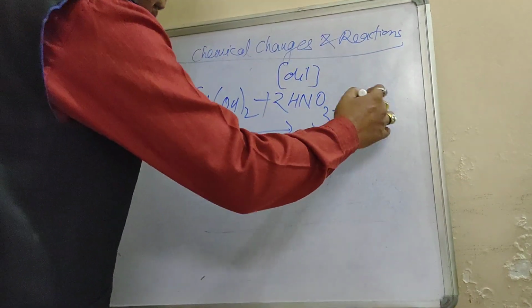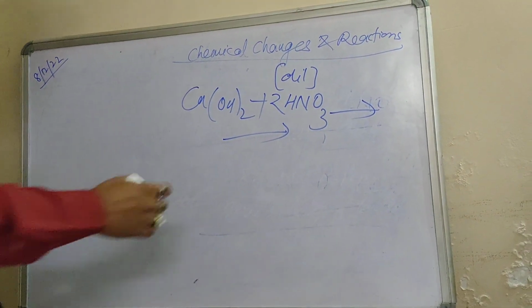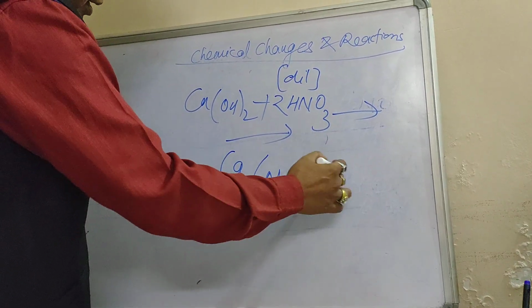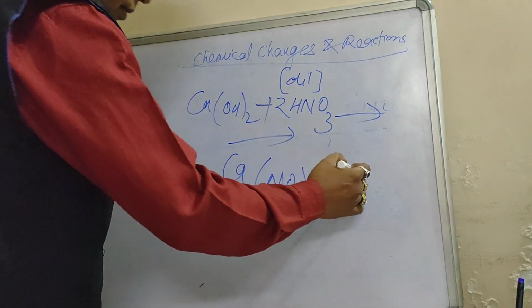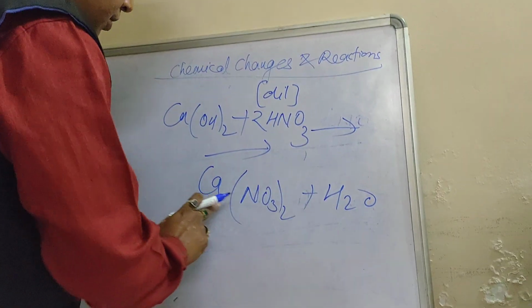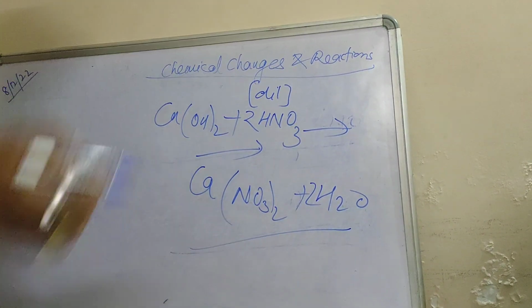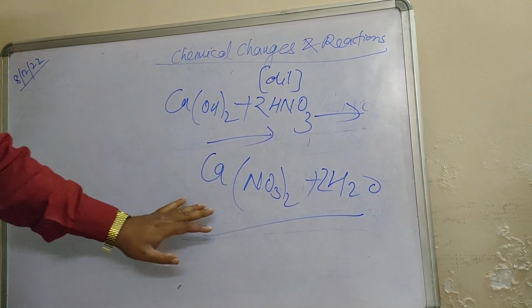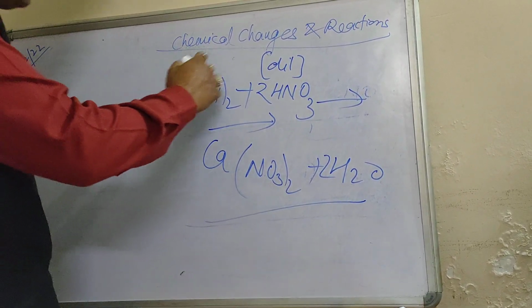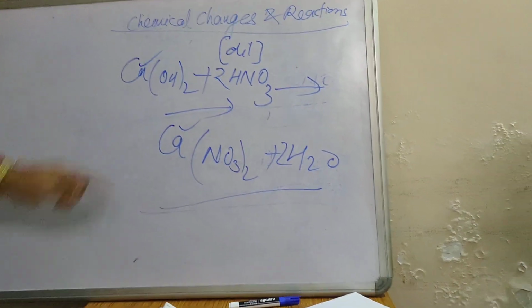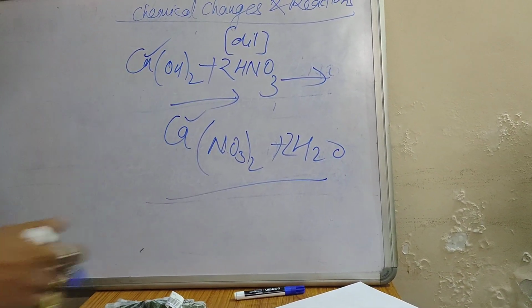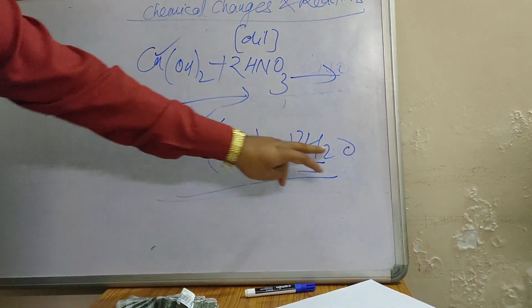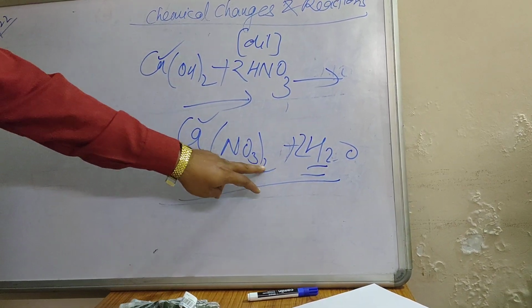Now, what will it form? When they react together, it will form Ca(NO3)2, the whole twice, plus H2O. Is water balanced? No, put 2 here. Clear? Let us count the number of atoms on the LHS and the RHS. Calcium is 1, calcium is 1. OH is the whole twice, here also and here also. Hydrogen is balanced. And here also, oxygen is balanced.